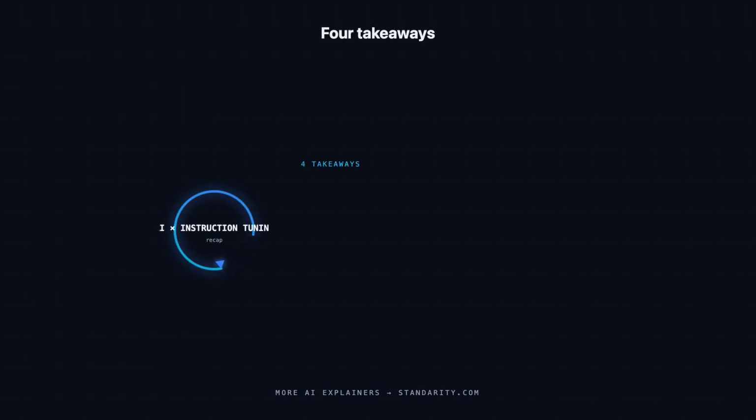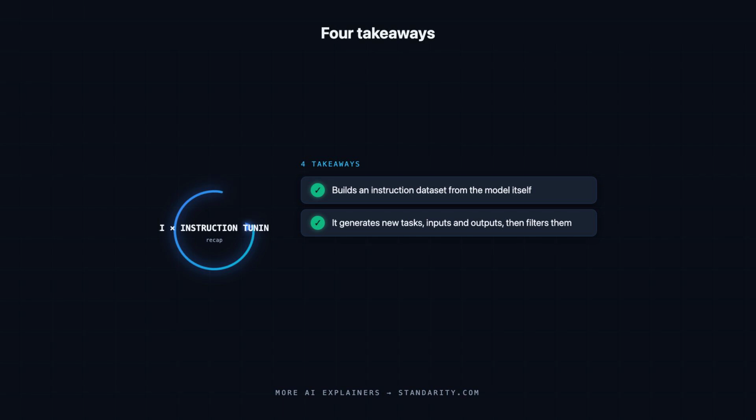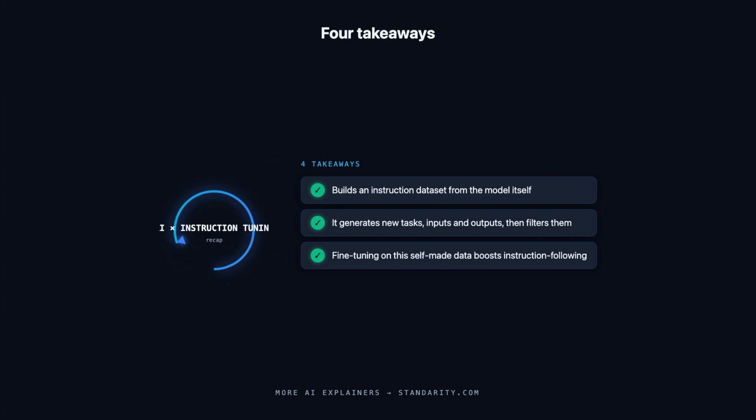All right, four takeaways worth keeping. This method builds an instruction tuning dataset almost entirely from the model itself, starting from just a small seed pool of human-written tasks. The model generates new instructions and writes their inputs and outputs. Then a filtering step drops duplicates and low-quality examples. Then you fine-tune a base model on that self-generated data, which gives a large jump in instruction following, the trick behind Alpaca and many open models.